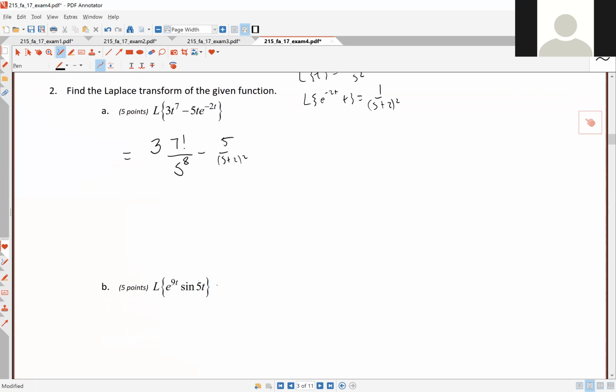Laplace transform of e to the 9t sine 5t. This is equal to F of s minus 9, where F of s is the Laplace transform of sine 5t. Laplace transform of sine 5t is 5 over s squared plus 25. So we have 5 over s minus 9 squared plus 25.